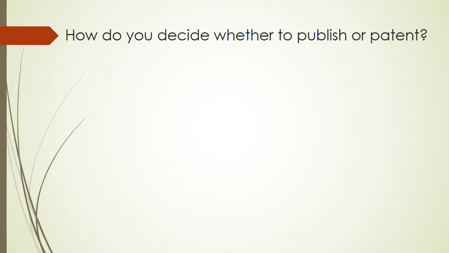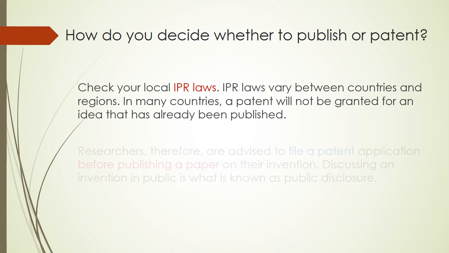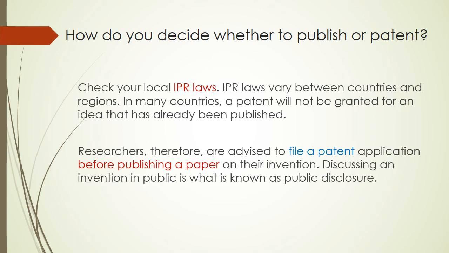How do you decide whether to publish or patent? Check your local IPR laws. IPR laws vary between countries and regions. In many countries, a patent will not be granted for an idea that has already been published. So you should patent first and then publish. Researchers are therefore advised to file a patent application before publishing a paper on their invention. Discussing an invention in public is what is known as public disclosure.